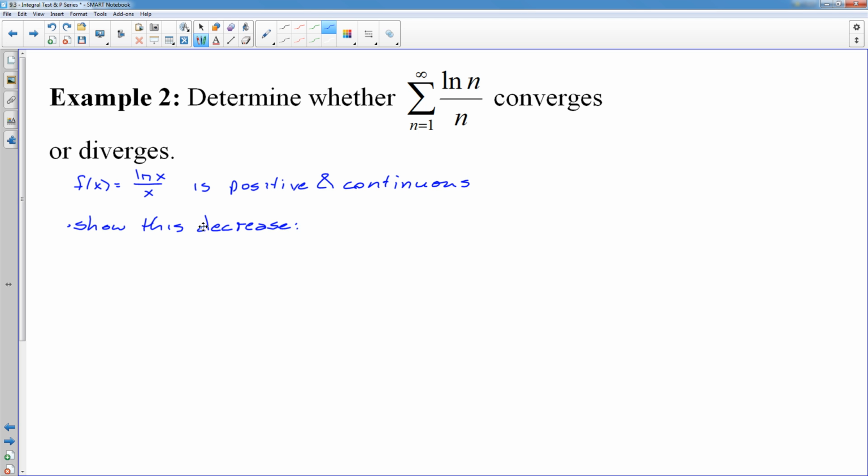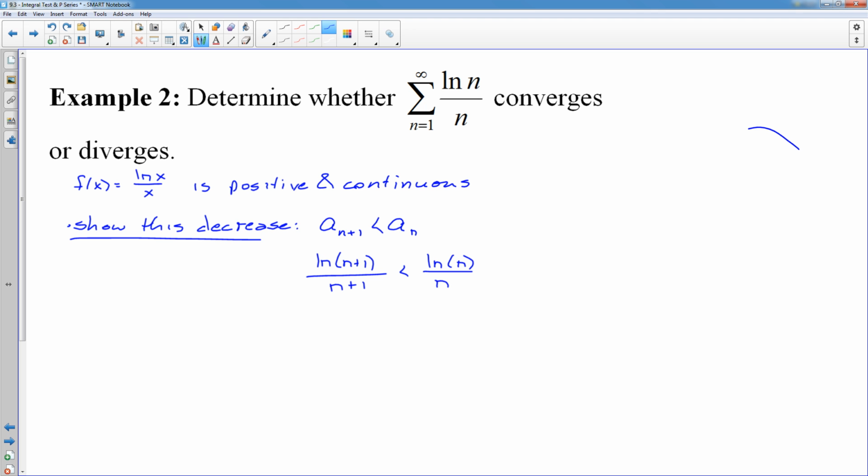Normally, to show that something decreases, all you need to show is that for any two consecutive terms, the n plus first term is less than the nth term. And a lot of times that's fairly easy to do. In this case, if I tried the n plus first term, the natural log of n plus 1 over n plus 1, is that always going to be less than the natural log of n over n? And to be quite honest with you, I can't tell right off the bat whether or not that's true, because both numerator and denominator are changing.